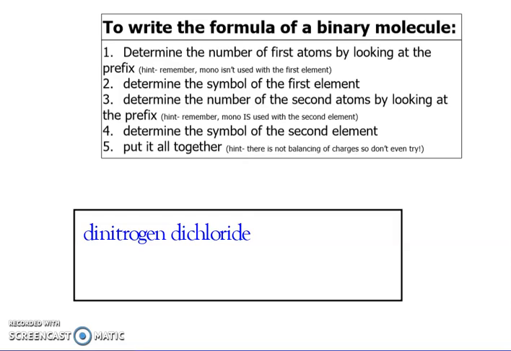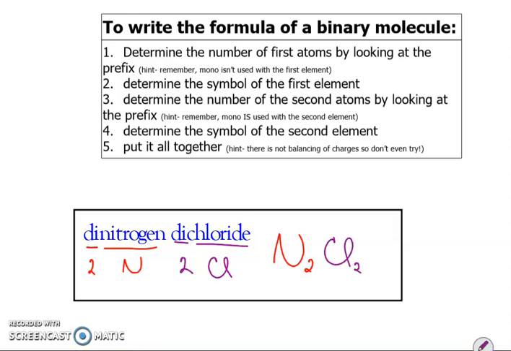So the first thing you have to do is determine the number of first atoms by looking at the prefix and the symbol. Well, dinitrogen, di means two, nitrogen is N, all right? So you're going to be N2. And then it says dichloride, again, di is two, chloride is Cl, so it's going to be N2Cl2, and that's exactly all there is to it.